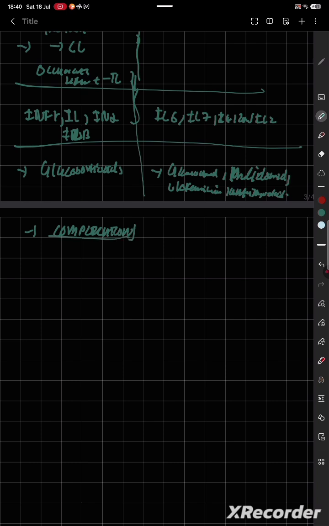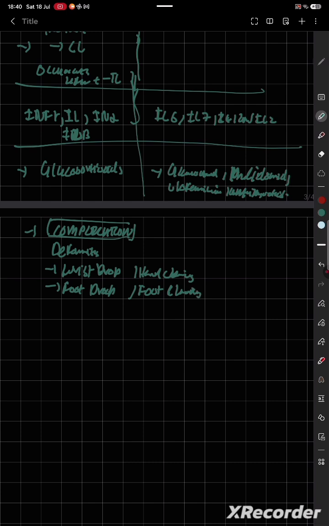Another complication of leprosy would be deformities, such as wrist drop, foot drop, hand clawing, and foot clawing. These kinds of things would be the deformities.